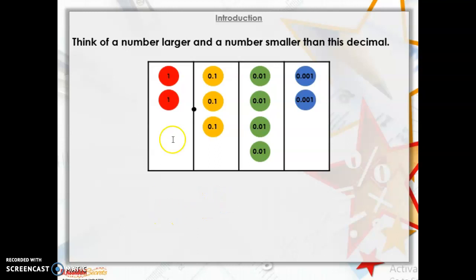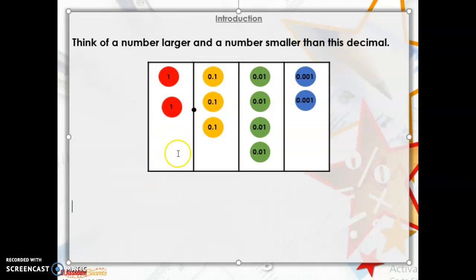You will have worked out that this number here is 2.342. For numbers that are smaller, you could have had any decimal that begins with a 1 or any decimal that begins with a 0. You could have had a number that begins with 2 but then only has 2 tenths, so 2.2 something something. Or you could have had 2.33 and then another number, and that would still have been smaller.